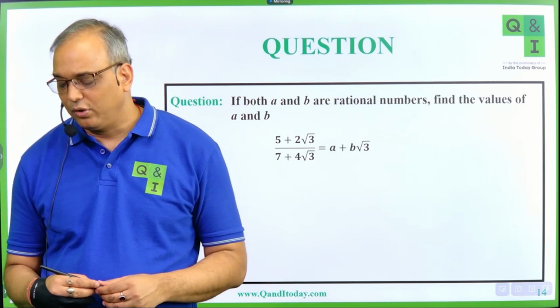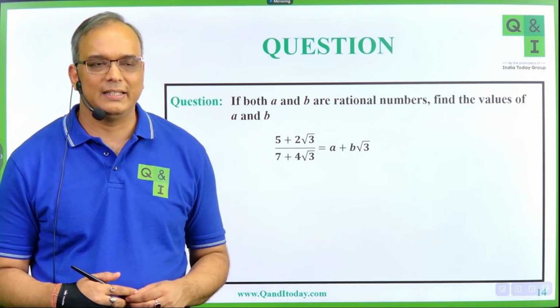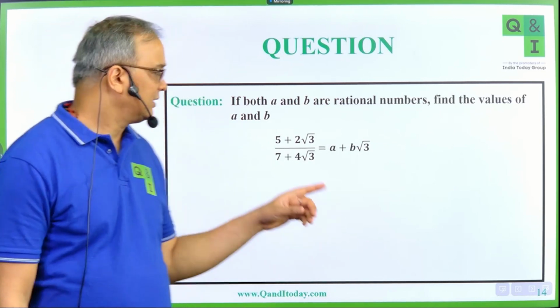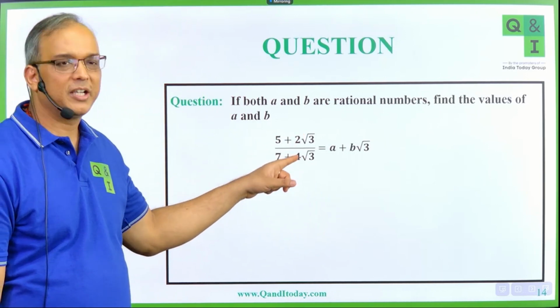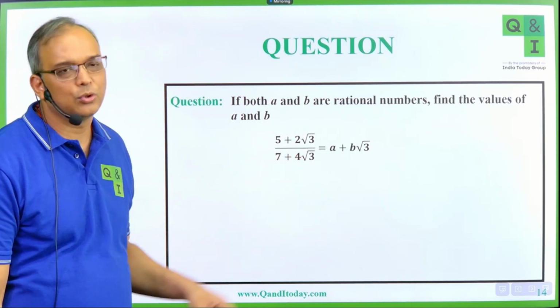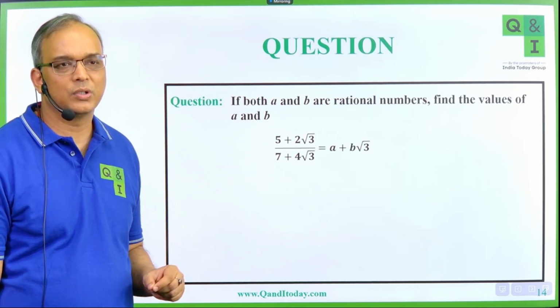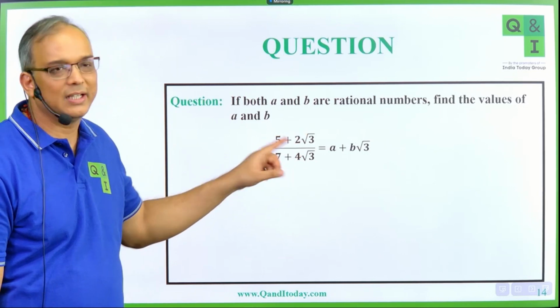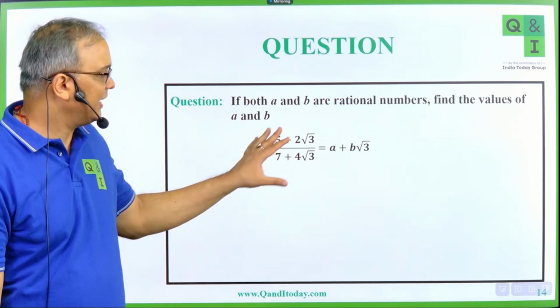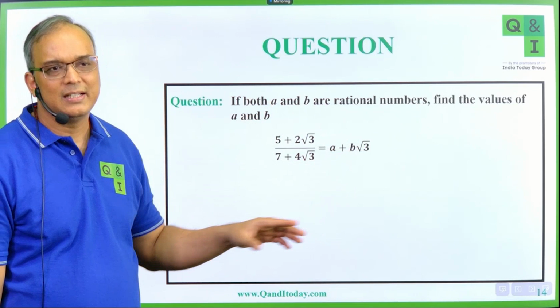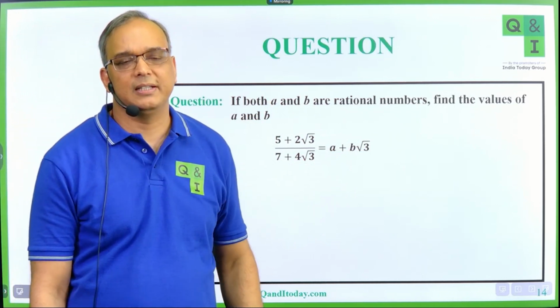What is the value of a and b is what you have to find in this question. So first, multiply both numerator and denominator by the conjugate of 7 plus 4 root 3, that is 7 minus 4 root 3, in both numerator as well as denominator. And then equate it with the RHS. Find the value of a and b separately.